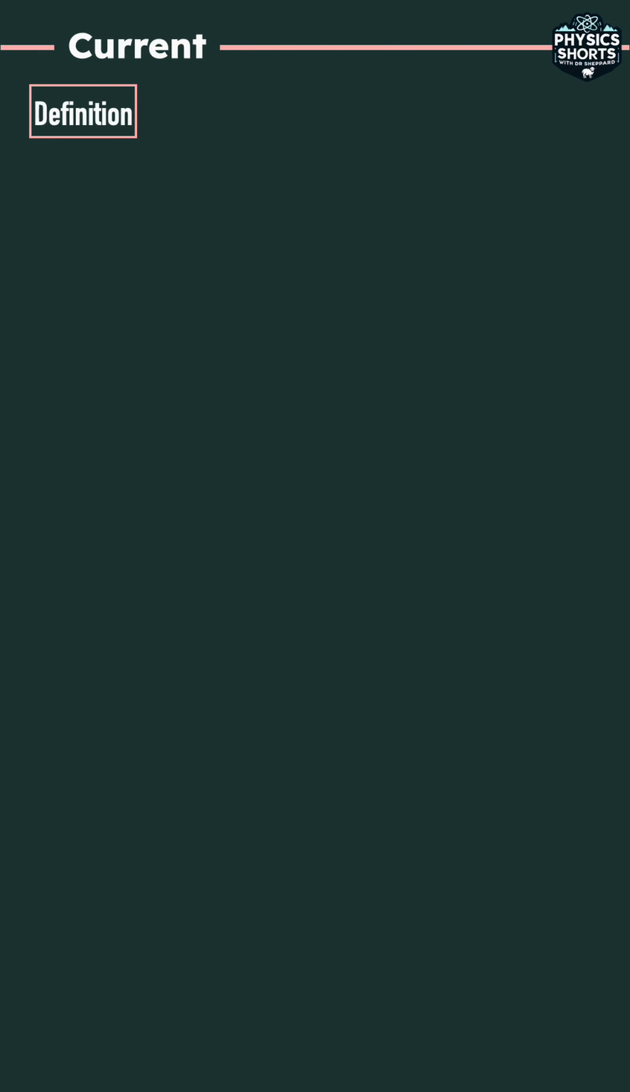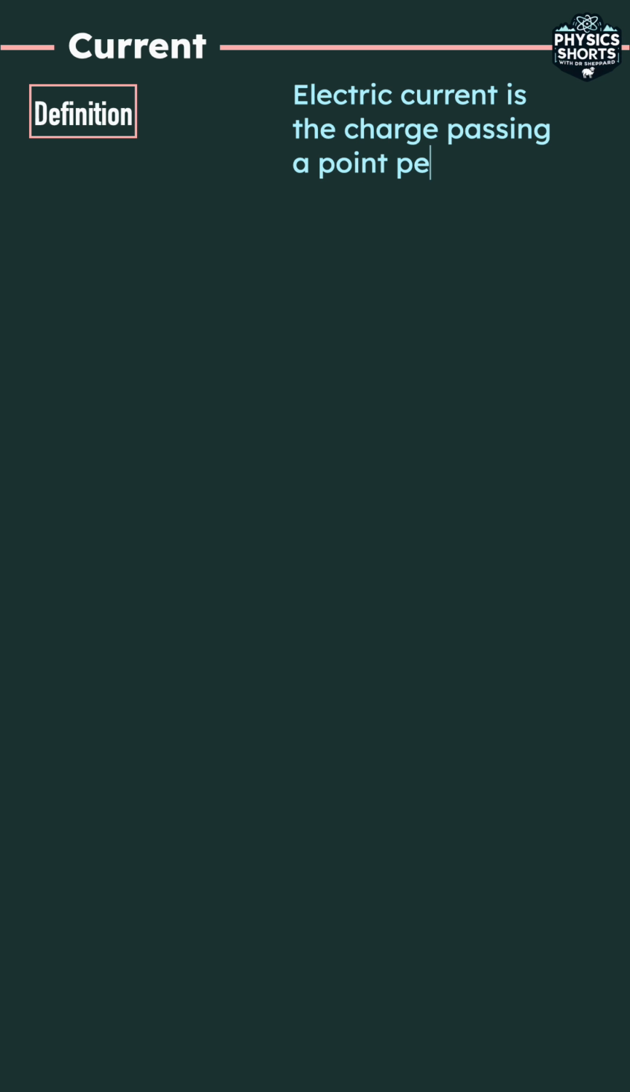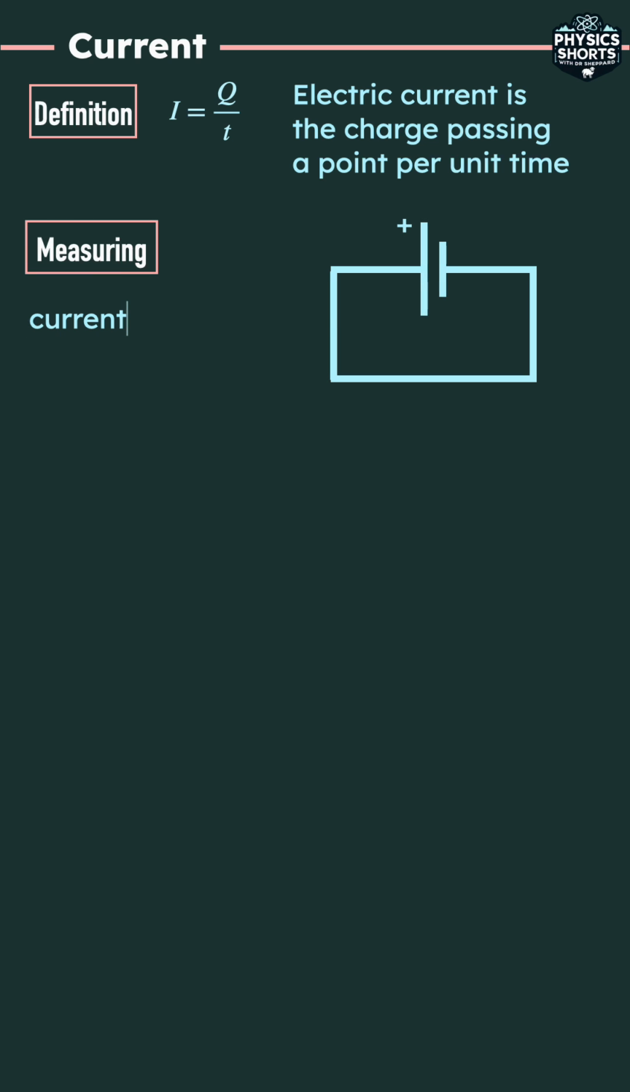The definition of current is that electric current is the charge passing a point per unit time, and it's given by the equation I equals Q over T. To measure the flow of current, the current flows through an ammeter.